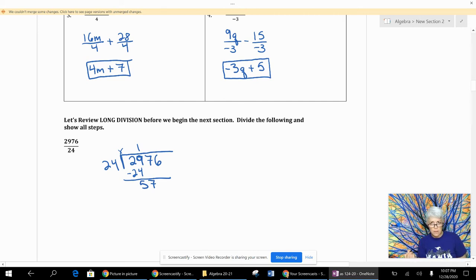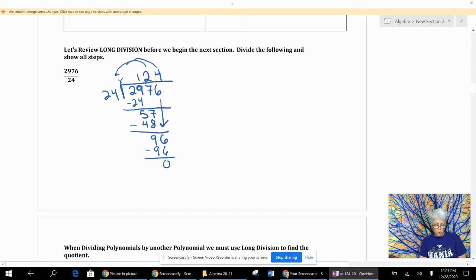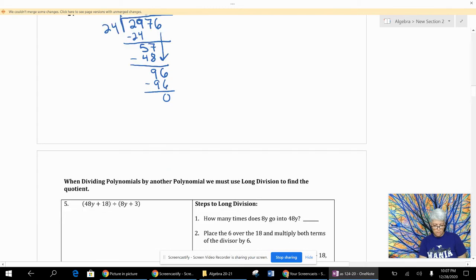24 goes into 57, and you'd say, twice. You'd put that up there, and then you'd say 24 times 2, and that'd be 48. Subtract. You'd bring down the next one. And then you'd ask the question again, how many times does 24 go into 96? And you'd say 4. 4 times 24 is 96. I had to tell you that because we're going to do that with binomials. Okay, so let's get moving with that. You're going to do great. So just remember all what we just did there.